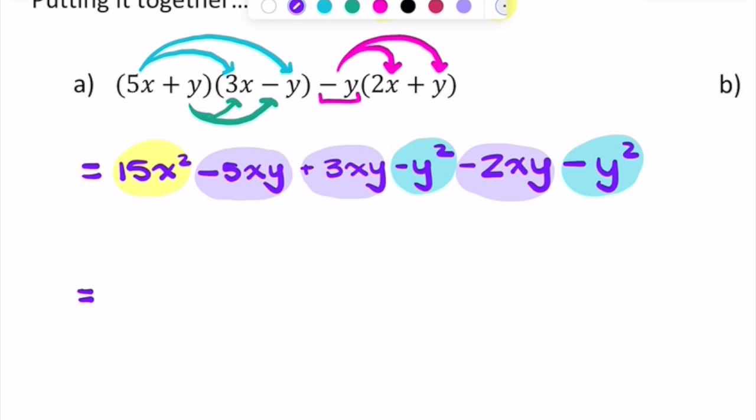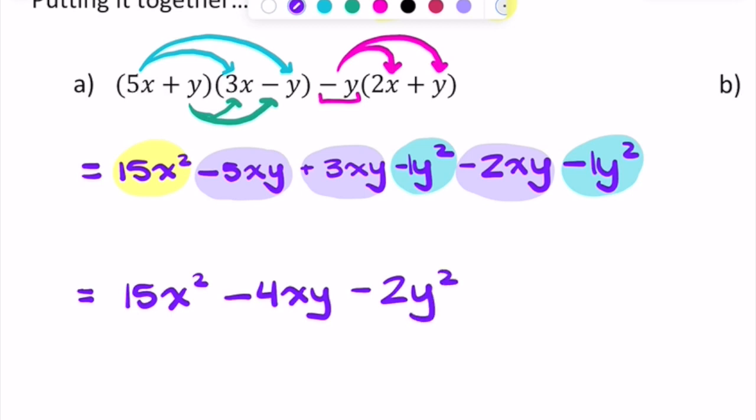So my yellow will go first. My 15x squared. Now all those purple like terms, the -5, the +3, and the -2 will end up giving me a -4, and of course, my xy. And a -y squared and another -y squared. Again, remembering those invisible 1s there. So -1 and -1 gives me -2, and of course, the y squared.